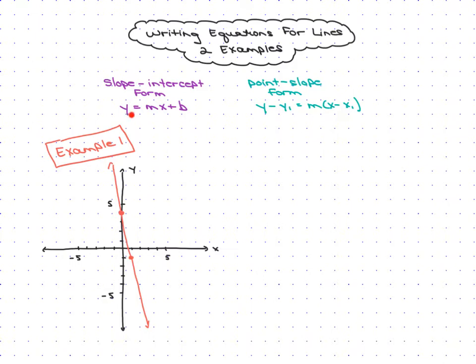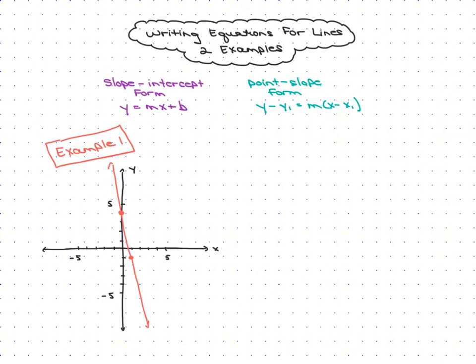Our first is slope-intercept form, y equals mx plus b. We have our slope, and we have our y-intercept. The second form is point-slope form. We have our slope, and (x1, y1) is a specific point that's on this line. Let's look at example one.